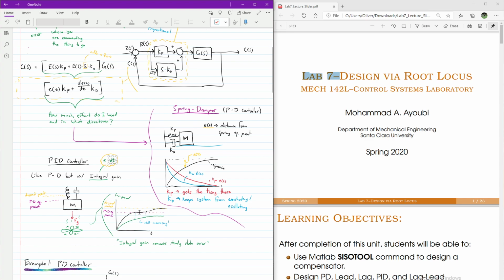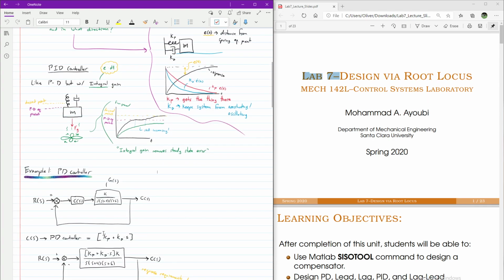And say the integral term is this fan here, and it's the fan speed. Well, the fan speed is going to keep increasing and increasing and increasing until finally we can push this mass up to the desired point. So that's what it does. It removes steady state error from the system. That is its main job. So let's do an example.